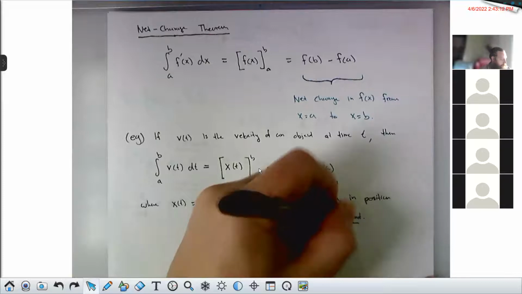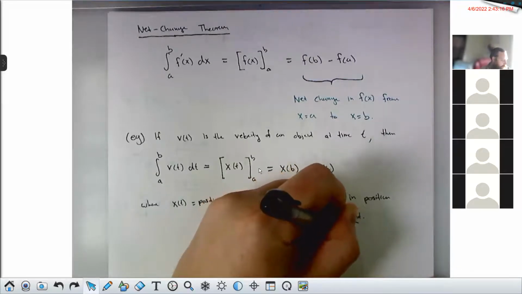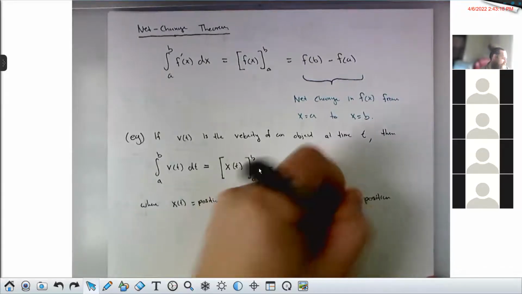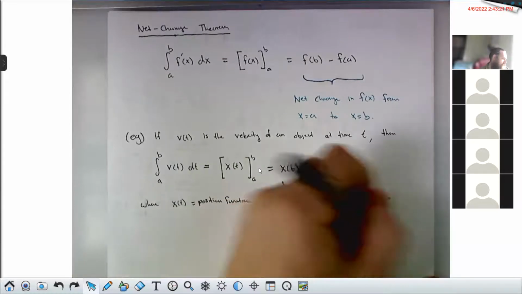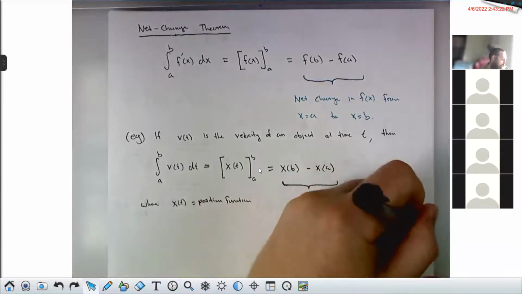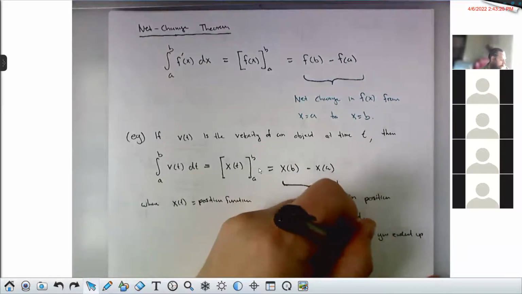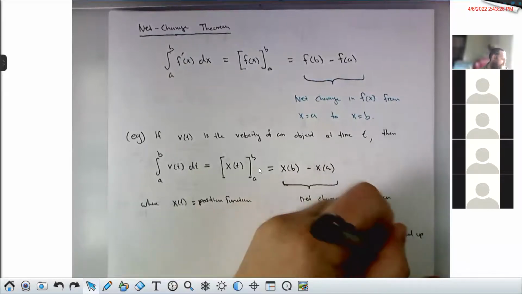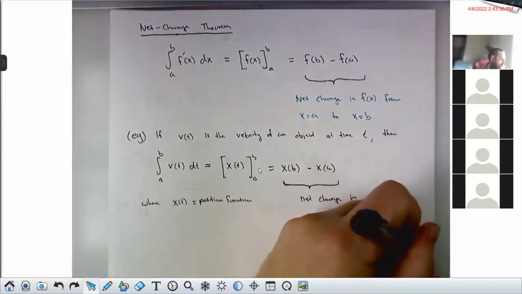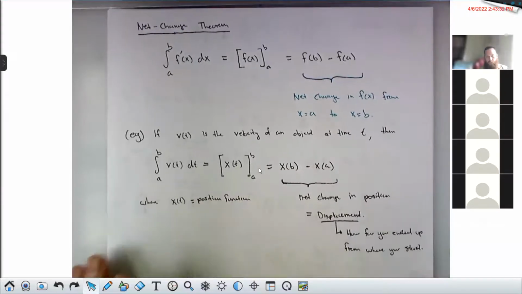So displacement in simple English is how far you ended up from where you started. And just to be clear, displacement can be negative, can be 0, and can be positive. If you end up behind where you started, we would say your displacement is negative. If you end up exactly where you started, we would say your displacement is 0. And if you end up in front of where you started, we would say your displacement is positive.